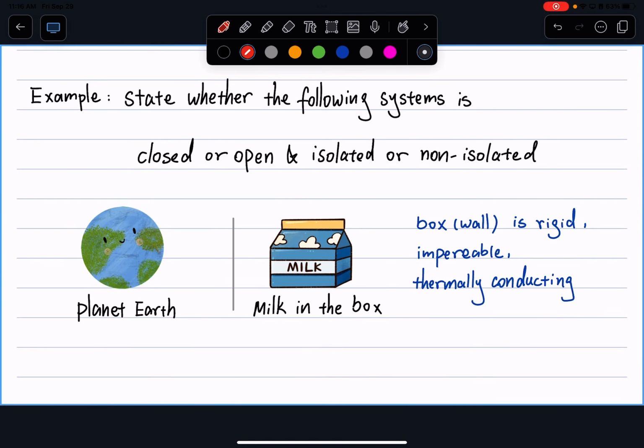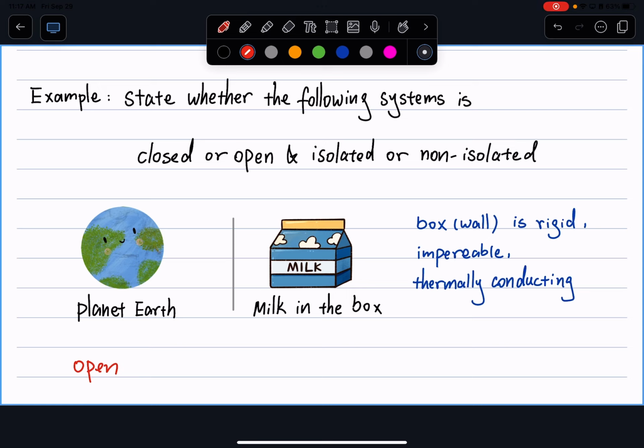And just a little bit more example here: is our planet Earth an open, closed, or isolated system? Yes, I mean, it's big, right? But it's still an open system. You can have free material exchange and also heat exchange with the rest of the universe.